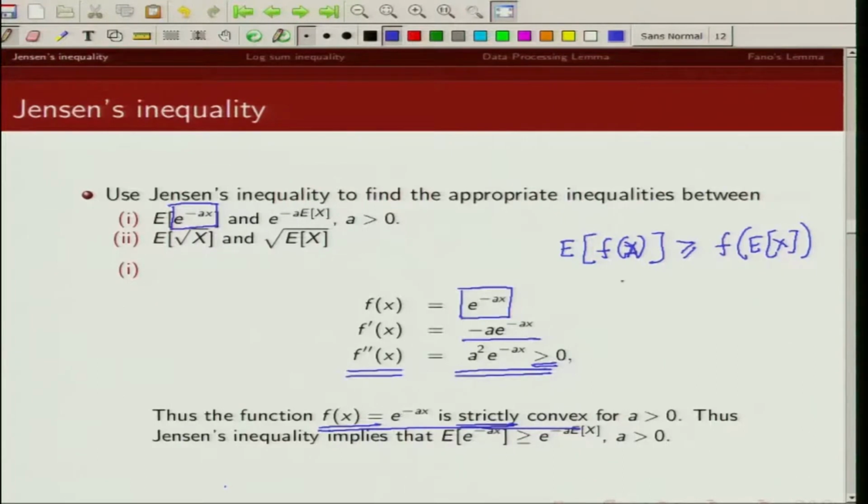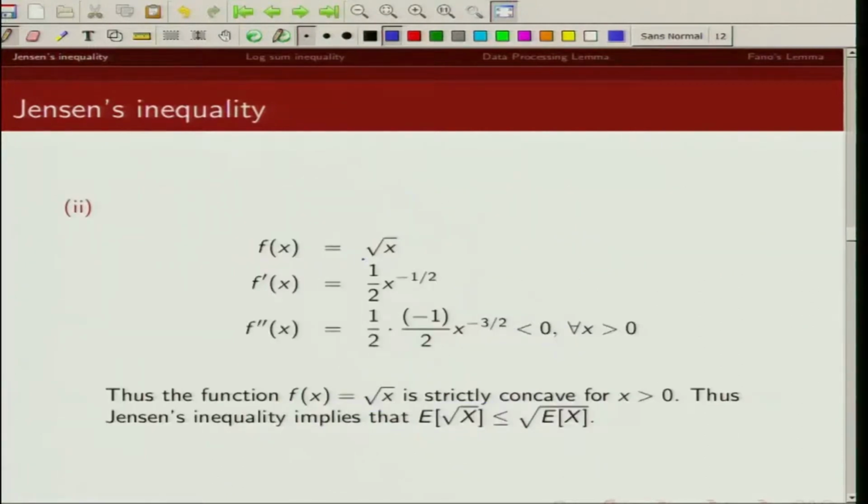So for this particular function we can write expected value of the function is greater than or equal to function evaluated at expected value. This is because this function was a convex function. Now let us look at this second example.